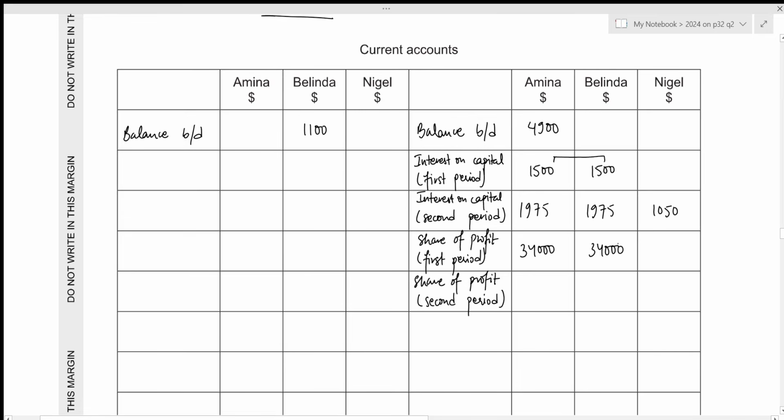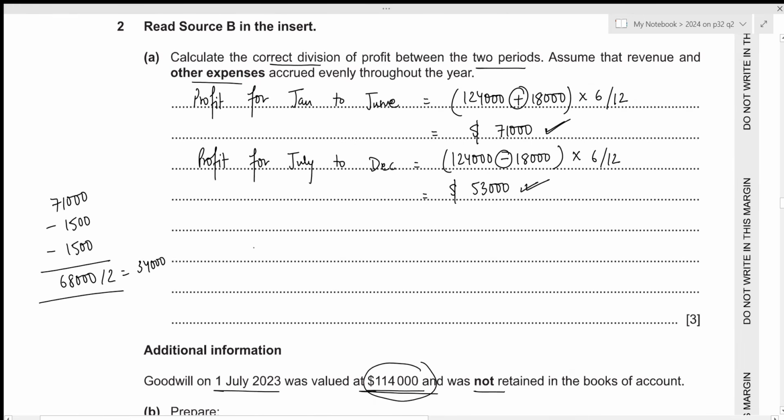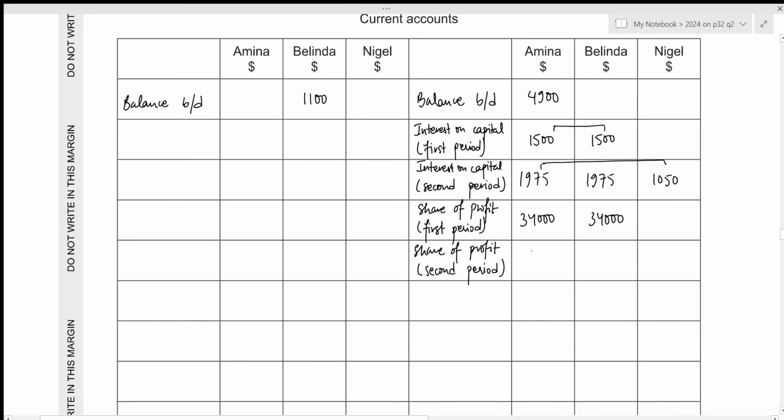Now we repeat the same process for the second half. For the second half, the interest on capital is 1975, 1975 and 1050. And we have the profit to be 53,000. So 53,000 minus 1975 minus 1975 minus 1050 will give us the residual profit, which is 48,000. And in this case, we have three partners, so we need to divide this residual profit equally among the three partners. So we just divide 48,000 by 3, which results in the value of 16,000. Let's write it down. So 16,000 for Amina, 16,000 for Belinda and 16,000 for Nigel.